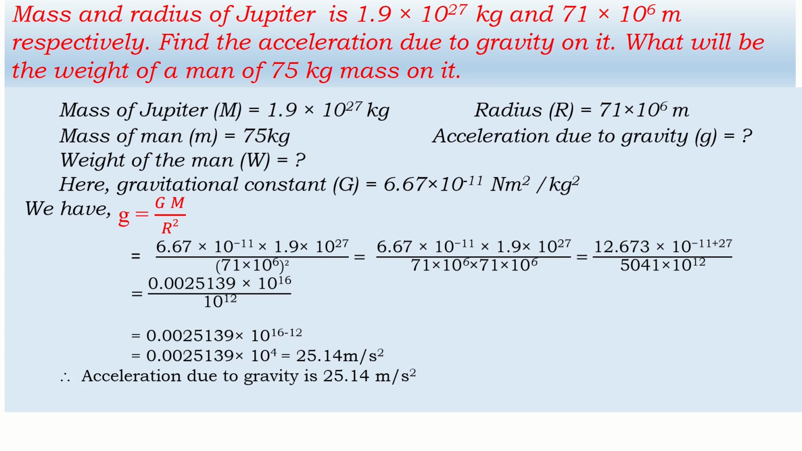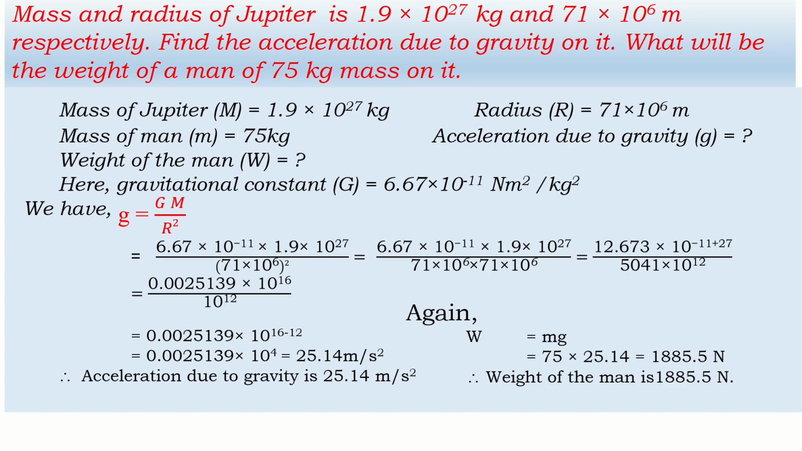Now, the numerical is not finished because another part of the question is left. Again, we can say that W equals mg, because we know that the weight of a body is the product of its mass and acceleration due to gravity. Taking the value of m as 75 and g as 25.14 meter per second square, we will get 1885.5 Newton, and this is the weight of the man on the surface of Jupiter. This is our final answer.